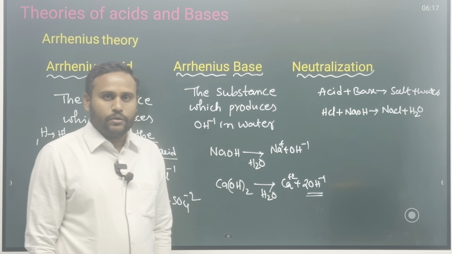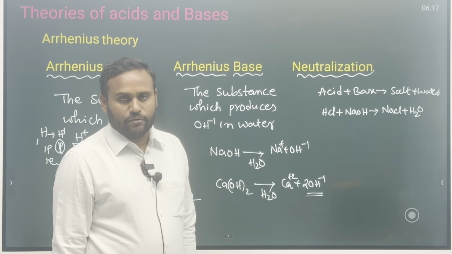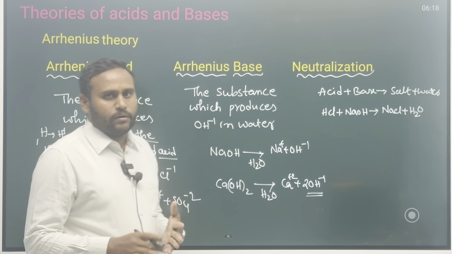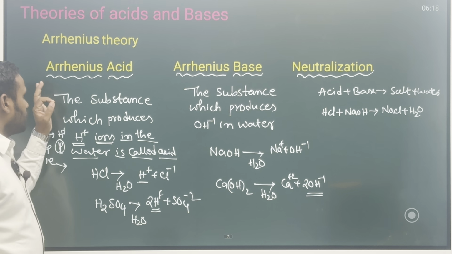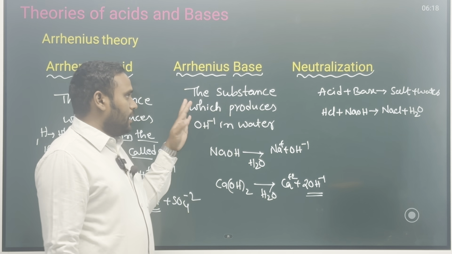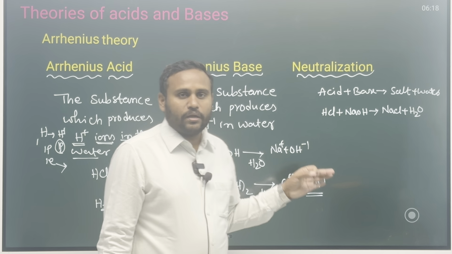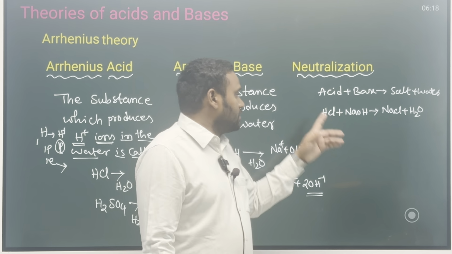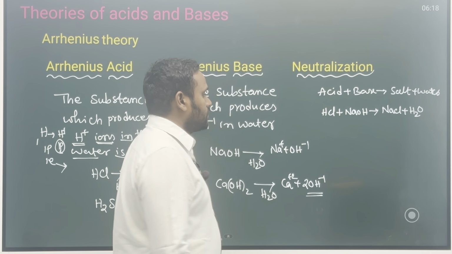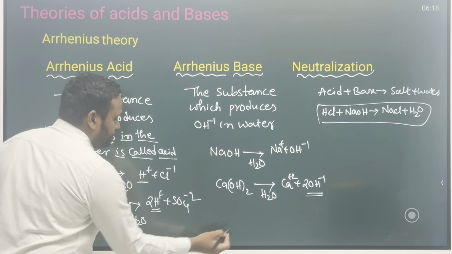So this is what neutralization is according to Arrhenius. These are all things you studied in your lower classes. So once again, what is an Arrhenius acid? The substance which produces H+ ions in water. Arrhenius base, the substance which produces OH- ions in water. And neutralization: acid plus base gives rise to salt plus water. So this is about Arrhenius theory.